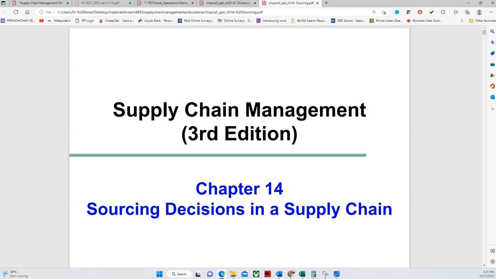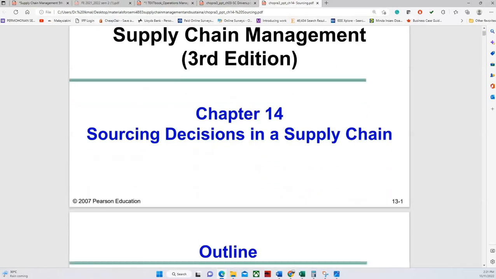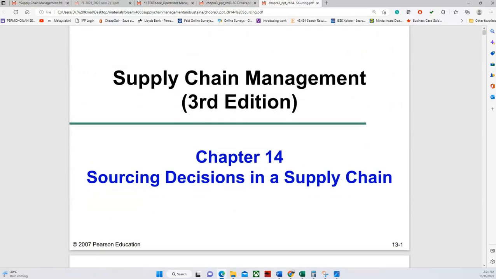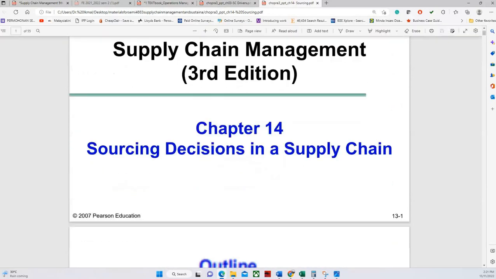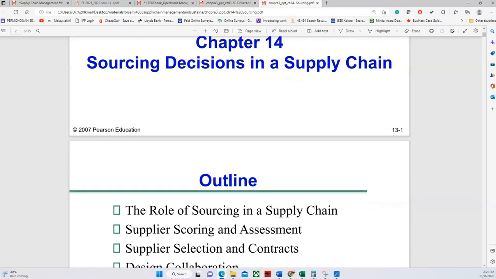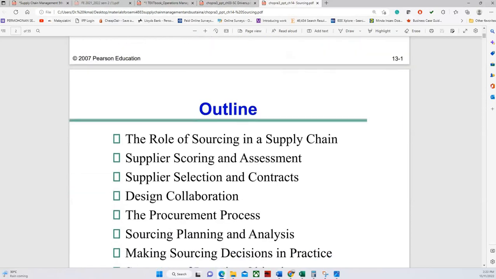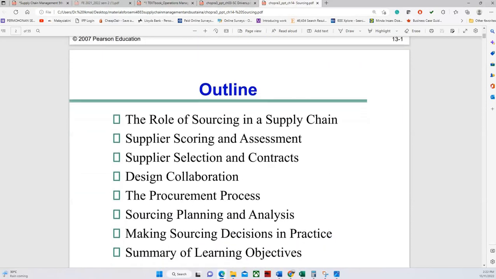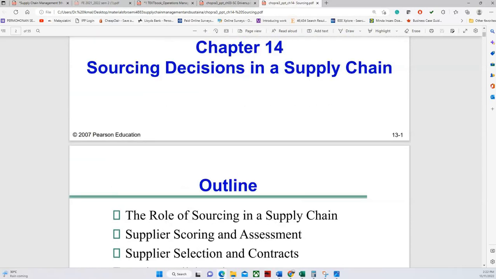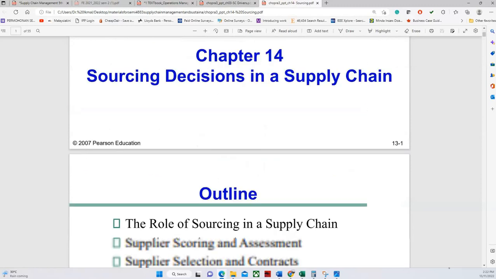So this is more for the next chapters in terms of the sourcing decision. So why do I go to chapter 14? Because this is related to your group projects. I think if you know and understand this, then you are going to have some thoughts and ideas on how you are going to do your group project. Okay, so we call this a sourcing decision in a supply chain.